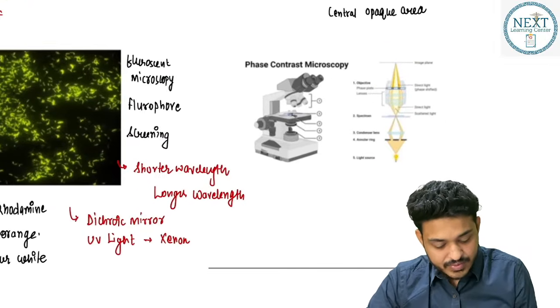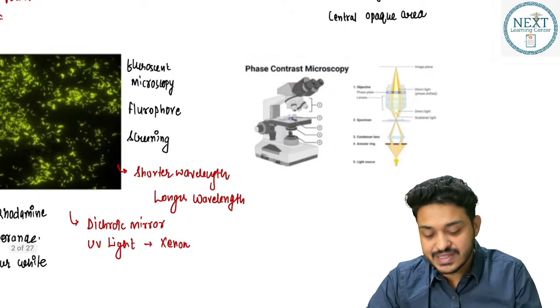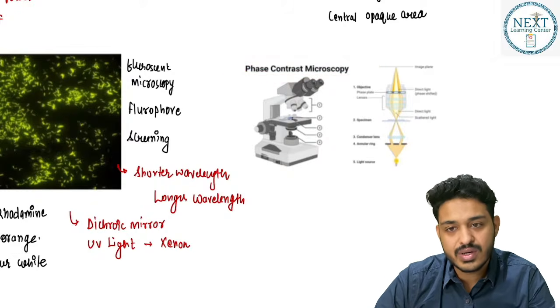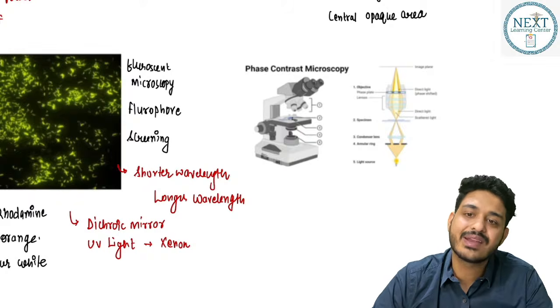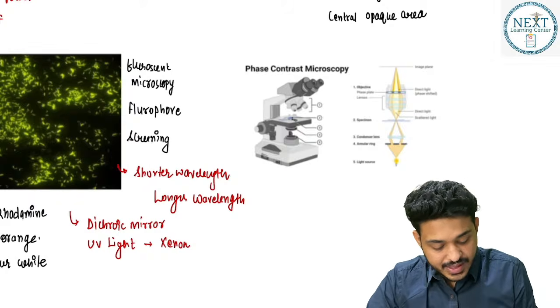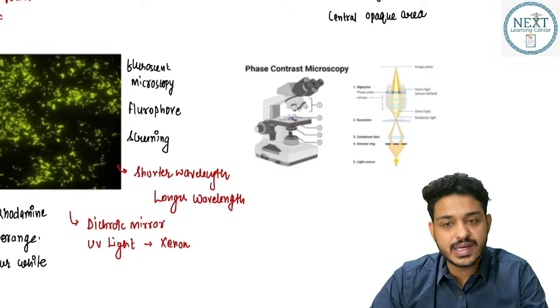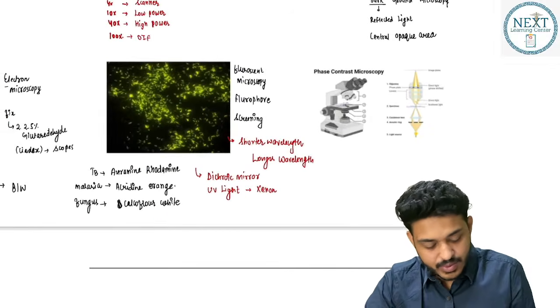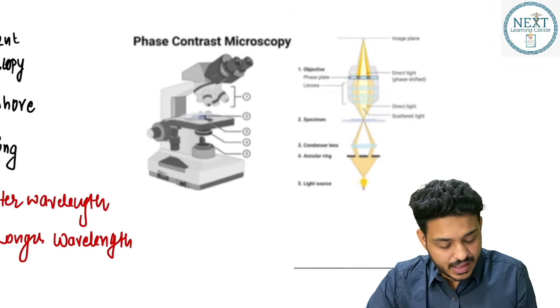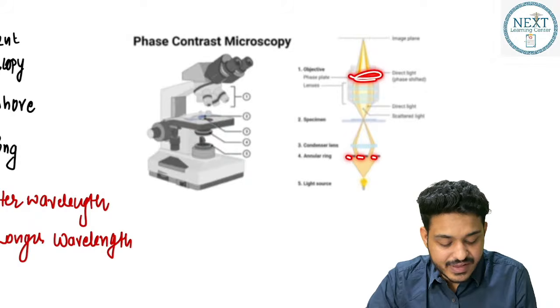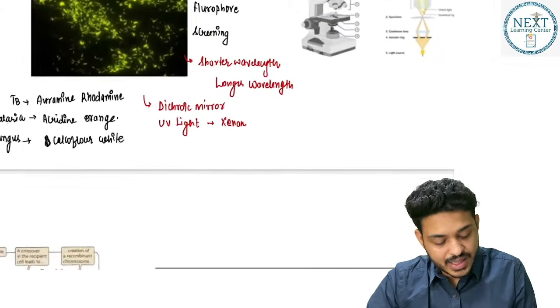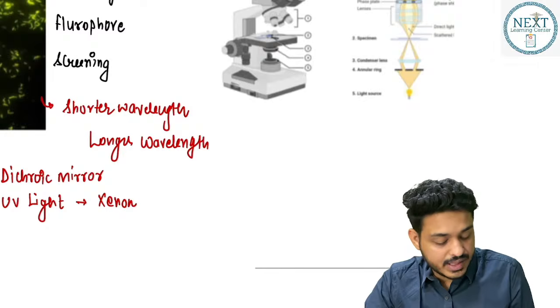Now the last type of microscopy we are having is phase contrast microscopy. What are its important features? It is also a type of light microscope only, but the important feature is going to be what? These annular rings are going to be there and phase plates are going to be there. So two important entities you have to remember here.